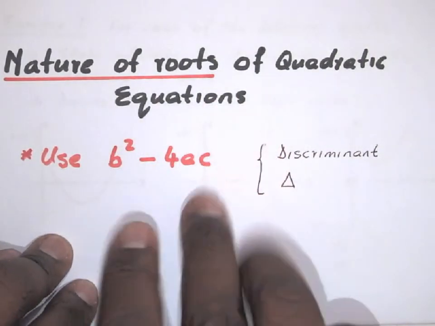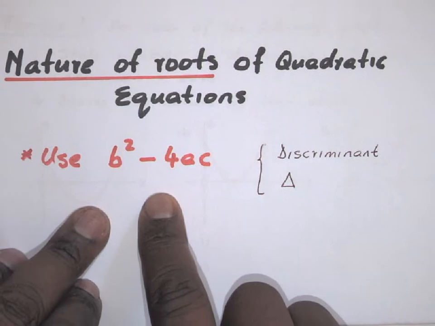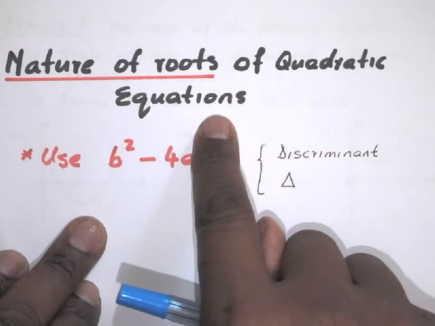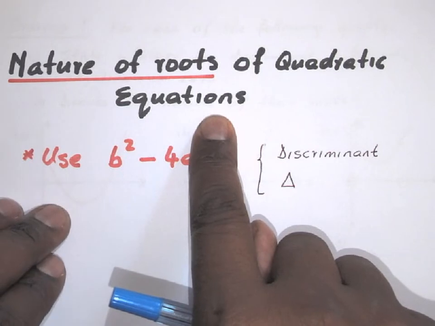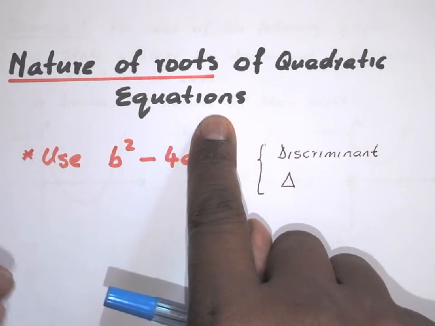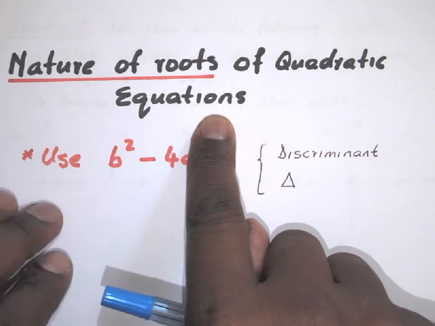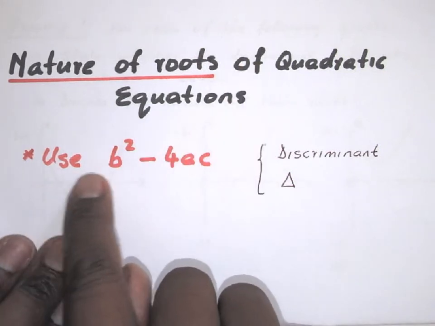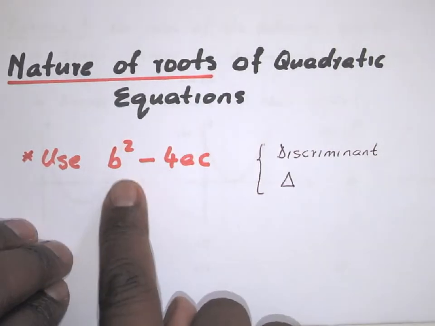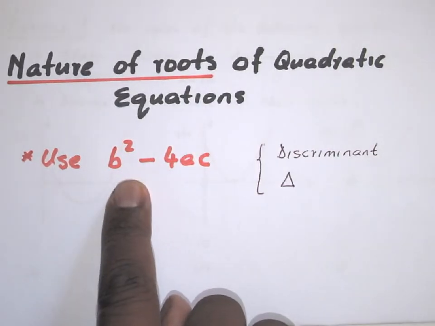Hi, grade 11s. In this lesson, we are going to look at the nature of roots of quadratic equations. Although this may look difficult to understand, you'll see with the examples that will follow. With nature of roots, we'll be looking at using b squared minus 4ac. And where does this b squared minus 4ac come from?